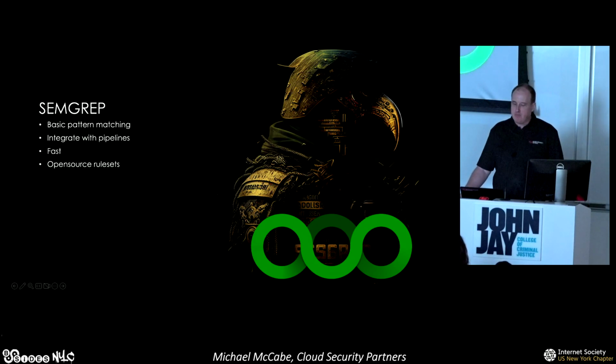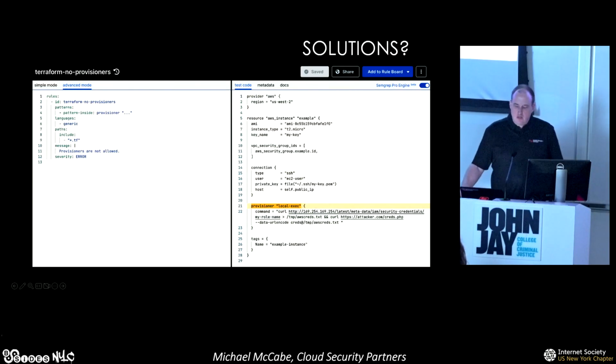So SemGrep, as in the name, it is a pattern matching tool, obviously much more, I don't know if I'd say more powerful than grep, but meant for a certain use case. Very easy to integrate with pipelines. It's pretty fast, it's open source, and they have a lot of open source rule sets as well. So a really simple example, hopefully you all can read that, but you can write a simple SemGrep rule to check for all these types of things.